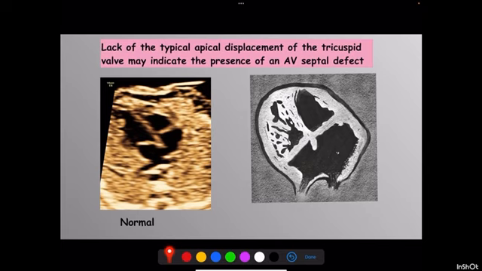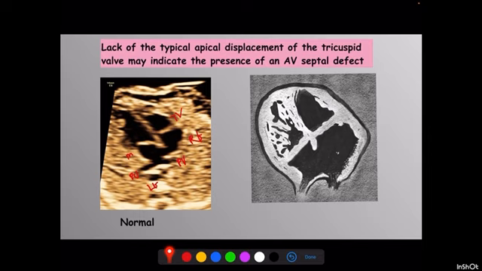Now let's see the ultrasound part of the AVSD. This is the normal 4-chamber view, where you can see this is the left side, this is the right side, this is the mitral valve, this is the tricuspid valve. Now you can see that there is offsetting; the tricuspid valve is more apically inserted. Observing and documenting this offset is very important. I would personally prefer the apical 4-chamber to confirm the offsetting.